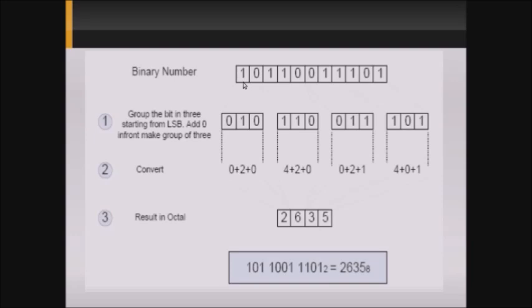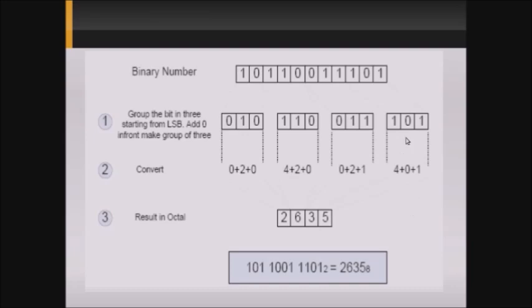Therefore we have to append zeros in the MSB if there are fewer than 3 bits. Appending zeros to the MSB would not modify the value. So I'm going to append a 0 towards the MSB, therefore it becomes 010. Now you have got a total of 4 groups. Now we have to represent these four groups in their equivalent octal form.